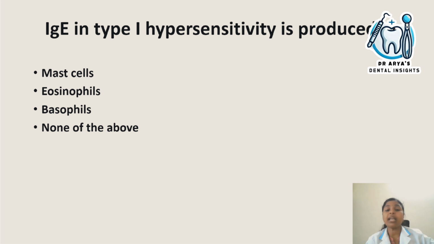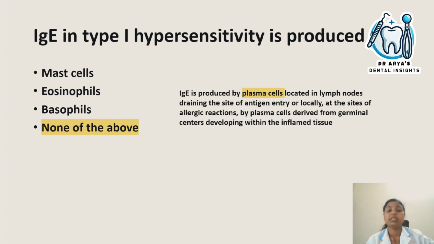IgE in type 1 hypersensitivity is produced by, is it mast cells, or eosinophils, or basophils, or none of the above? So IgE is produced by plasma cells located in the lymph nodes draining the site of antigen entry, or locally at the sites of allergic reactions. So IgE is not produced by mast cells or eosinophils or basophils. So the answer is none of the above. The answer is plasma cells.